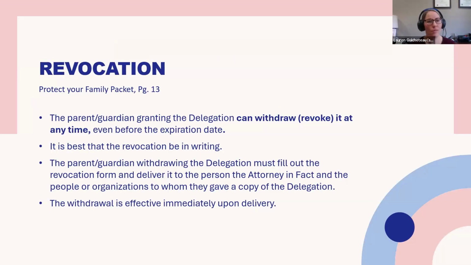As I had mentioned before, this delegation of powers can be revoked. If you look on page 13, that has the form that revokes the delegation of powers. And it can be revoked at any time, even before the expiration date, by the parent. It's important that parents know this so they don't feel like they're giving up rights if they are able to take care of their children. The best way to do a revocation is in writing and to give that revocation to all the people that you gave the original delegation to. So if you gave it to a medical provider, make sure they have the revocation form as well.